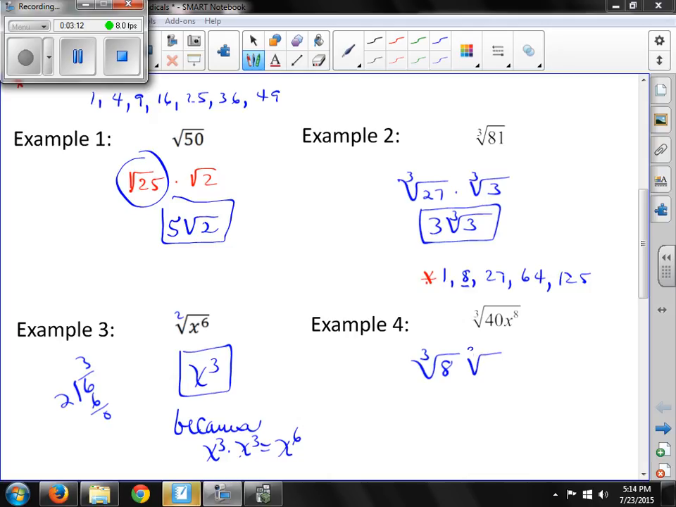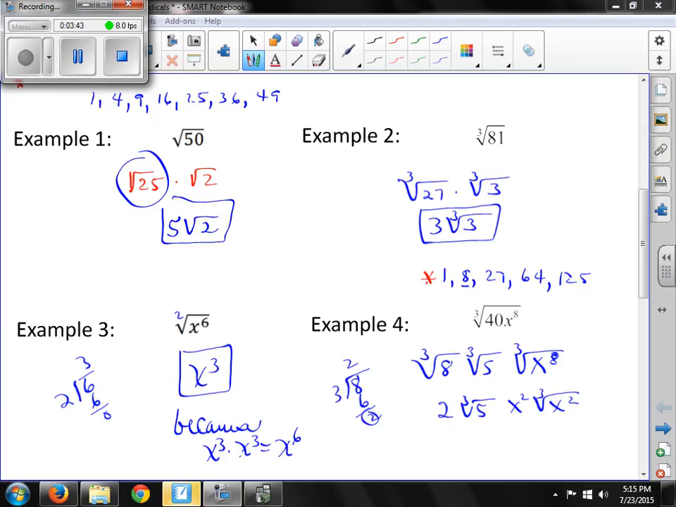So we know that the cube root of 40 would be the cube root of 8 times the cube root of 5, and then I have the cube root of x to the 8th. The cube root of 8 is 2. The cube root of 5 won't break down, it has to stay, and I have to divide for the variable. 3 goes into 8 twice. 2 times 3 is 6, 2 left over, which means x squared comes out, and I have the cube root of x squared left because there were 2 left over.